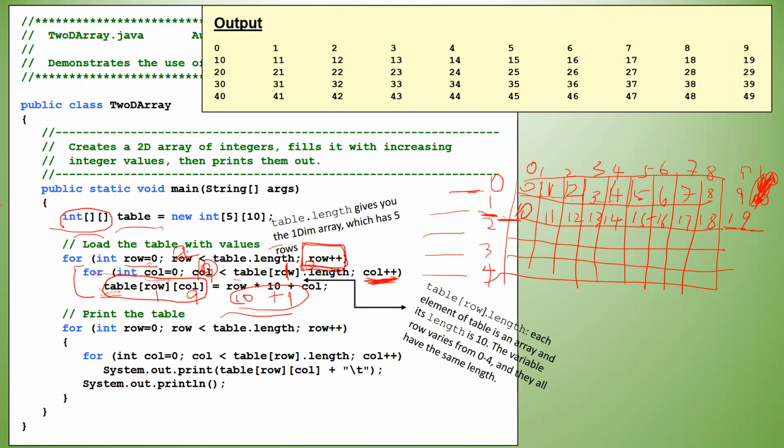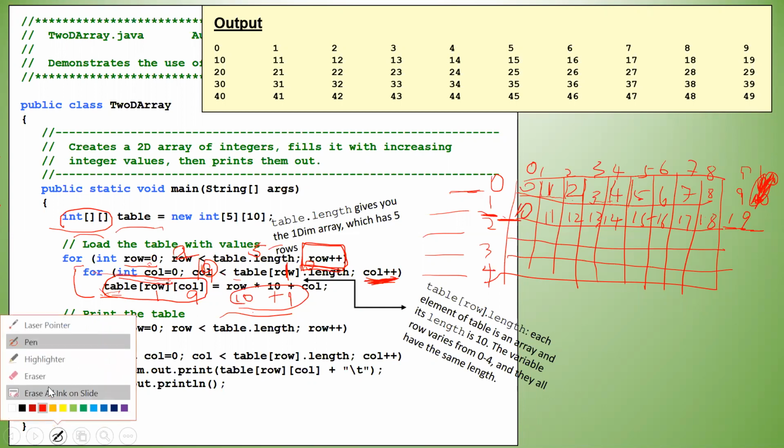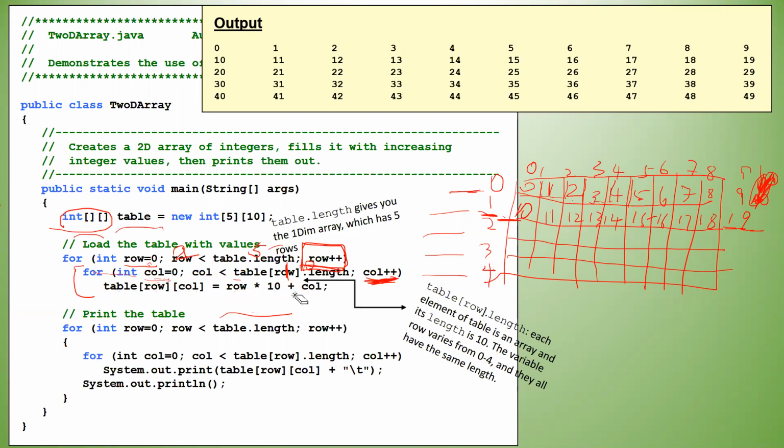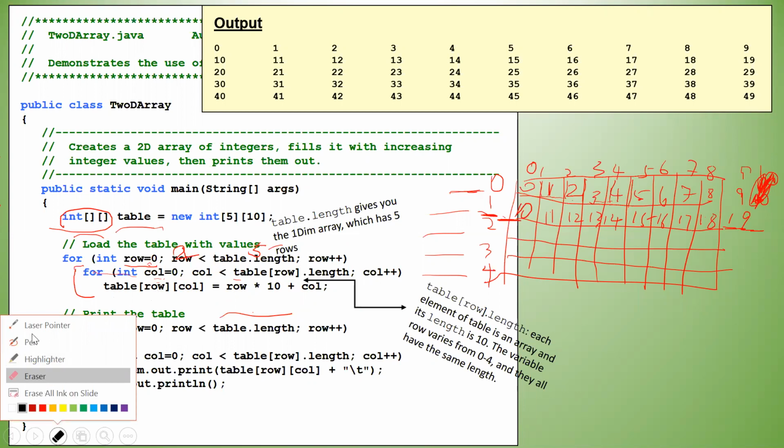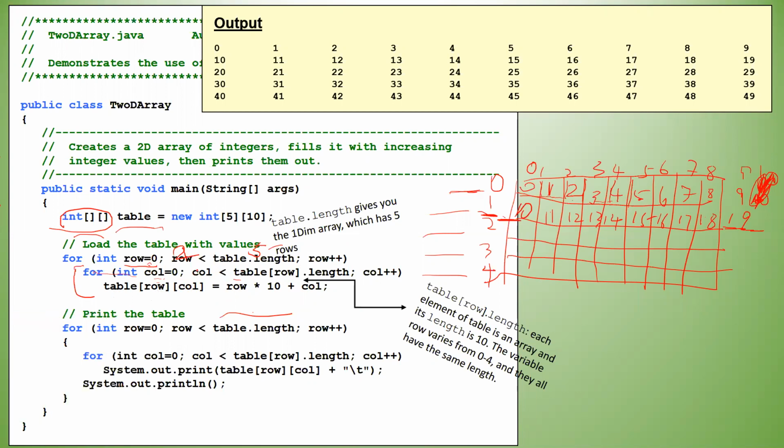Now row becomes 2. And 2 is less than 5. That's true. You come here and you restart. Okay, column is 0. Column is less than 10. So you restart all this now. Row now is 2, and column is 0, equals 2 times 10, that gives you 20, plus 0, that gives you 20. So you assign 20 to this location, which is table sub 2 sub 0. And that's how you continue to do it.